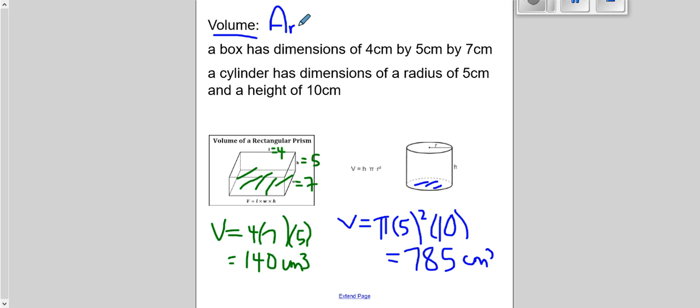Okay, so volume is always the area of the base times the height. So if you don't have your formula sheet in front of you and you're wondering how do we do this, it's the area of the base. So just take a look at what shape is on the bottom of your three-dimensional shape. This one was a circle, so we use pi r squared. This one is a rectangle, so we use length times width. And then once you find the area of the base, it's just a multiplication times the height.